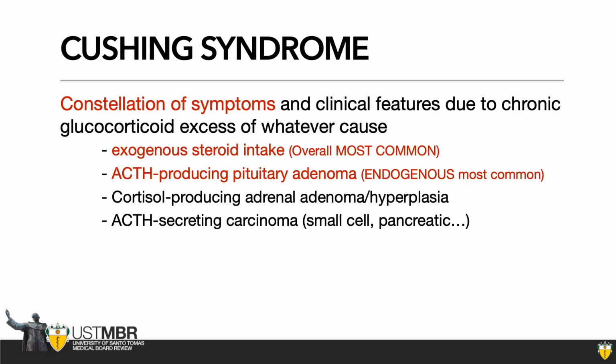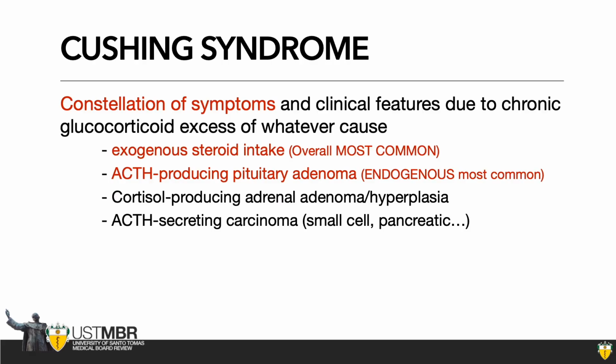And I said this earlier, the overall most common cause of Cushing syndrome is exogenous intake. Patients who have really bad asthma, for example, COPD patients, patients with lupus on steroids can become Cushingoid. That's the most common cause. If you're asked about the most common endogenous cause, the answer is an ACTH producing pituitary adenoma, or the other term for this is Cushing's disease.